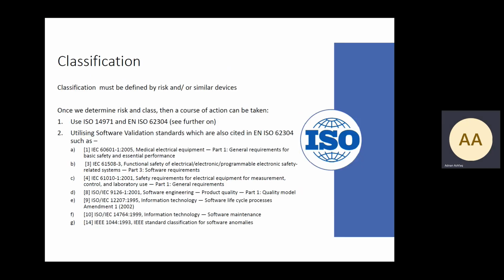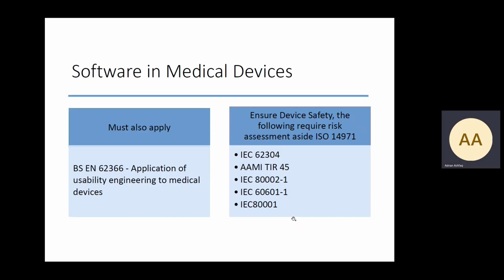So classifications must be defined by risk. And once we determine the risk in the classification, a course of action can be taken using 14971, and then utilizing the standards such as 62304, and also some of these other standards here. So software and medical devices must also apply 62366, which we didn't mention earlier on, but it's also a very important standard for usability engineering. And then some of these other standards which are also very important.